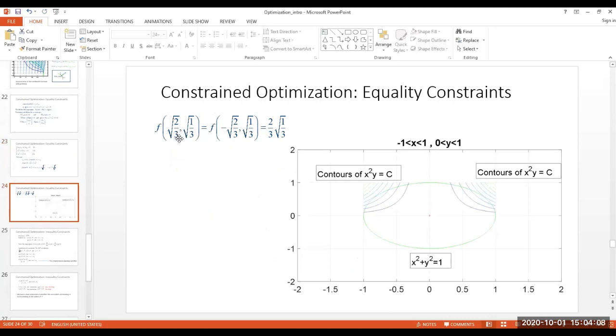So these are the 2 points. We have square root of 2 by 3. This is the x1 value. This is the x2 value. As I said, x1 can take negative values, so it can also take minus square root of 2 by 3, whereas x2 is still the same value. So we only have 2 points, and if you calculate the function value f of x at that point, which is x square y, you simply get this point.